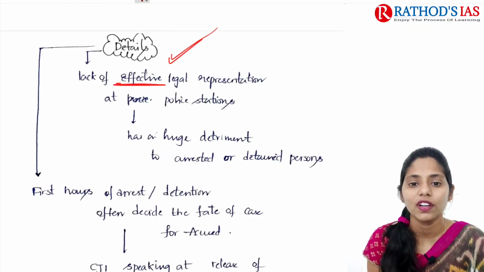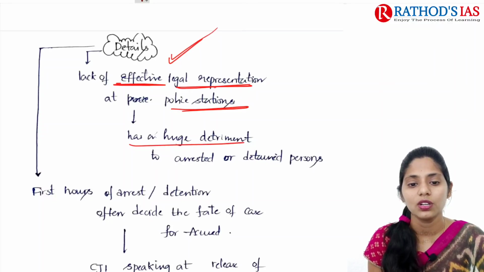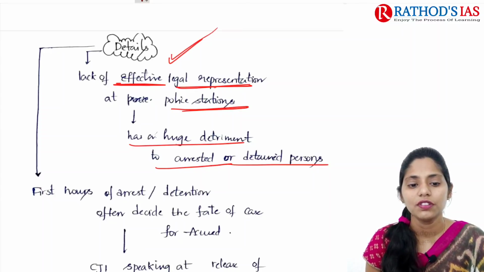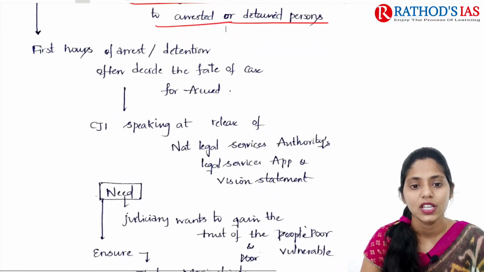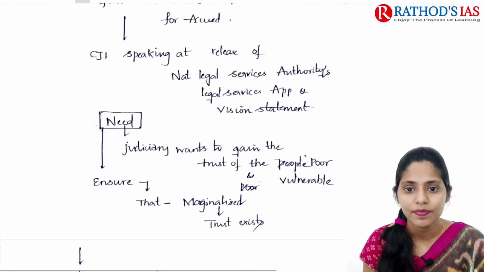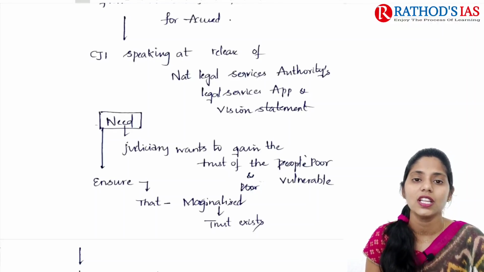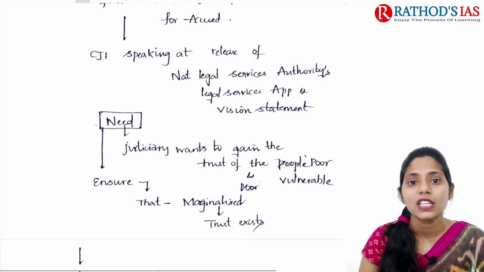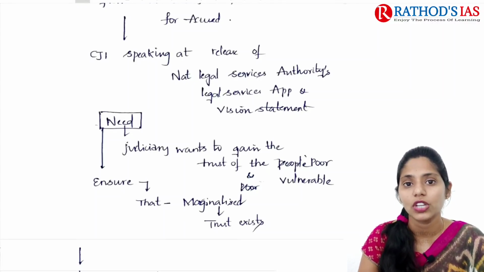There is a lack of effective legal representation at police stations, which is a huge detriment to arrested or detained persons. In the first few hours of arrest or detention, things often decide the fate of the case for the accused. The CJI, speaking at the release of the National Legal Services Authority's Legal Service App and Vision Statement, said that yes, in police stations there is mainly a threat to human rights and even bodily integrity. This is a statement given by our CJI, Chief Justice of India.